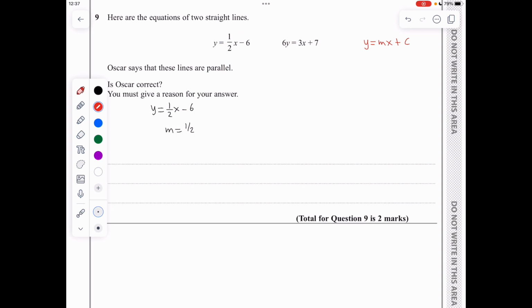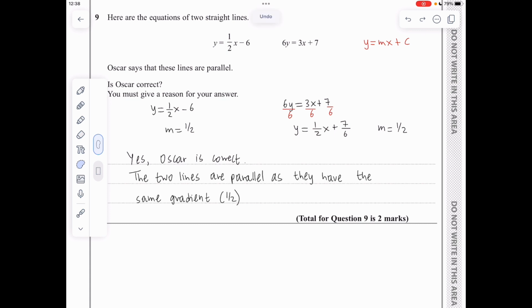Now for the second line, 6y is equal to 3x plus 7. I need to make y the subject, so I will divide everything by 6 in order to isolate y, and we end up with y is 3 over 6, which simplifies to a half x plus 7 over 6, and therefore we conclude that the gradient is also a half. So now that we have found the two gradients and we have found them to be equal, we conclude that Oscar is indeed correct. The two lines are parallel as they have the same gradient of a half.